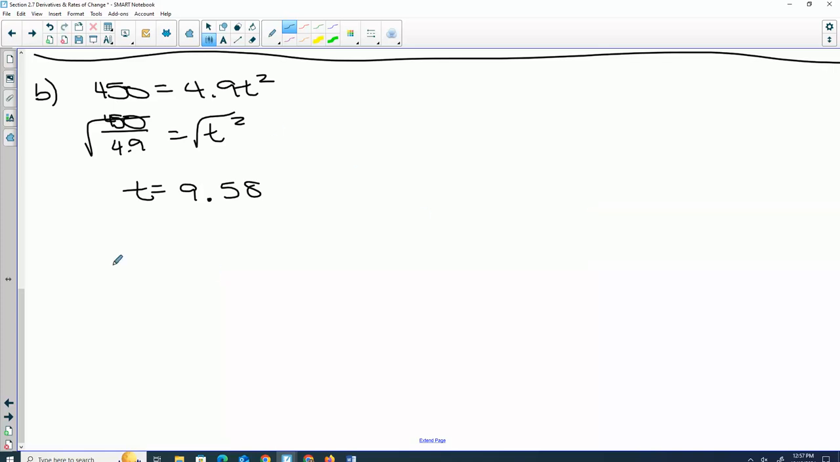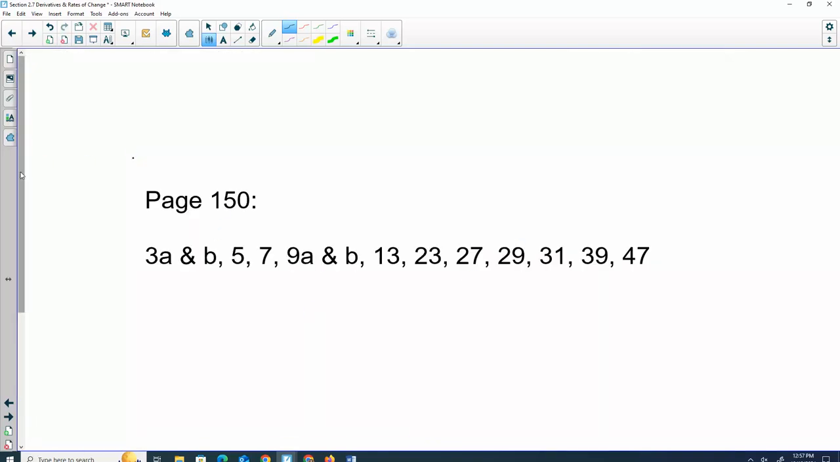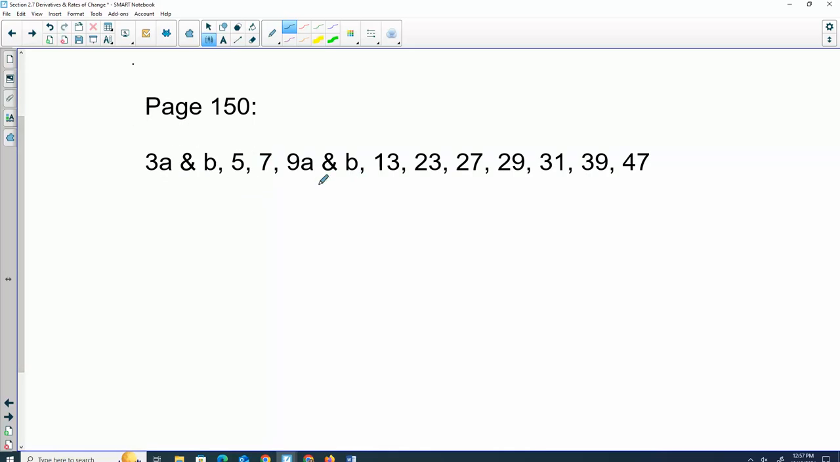So before I get into any more with this, I want you guys to try some. That was a lot of slides. This will not be due for a while, but you could do up through 3B. I would say you could do up through problem 13.